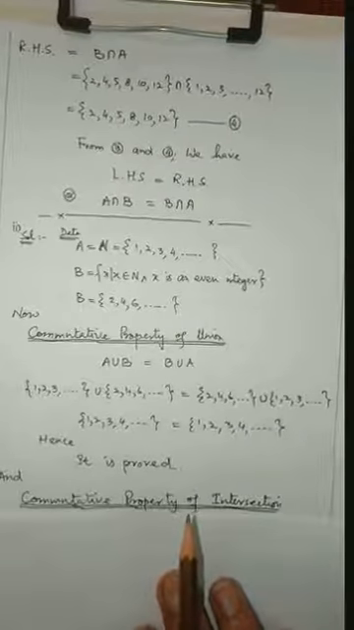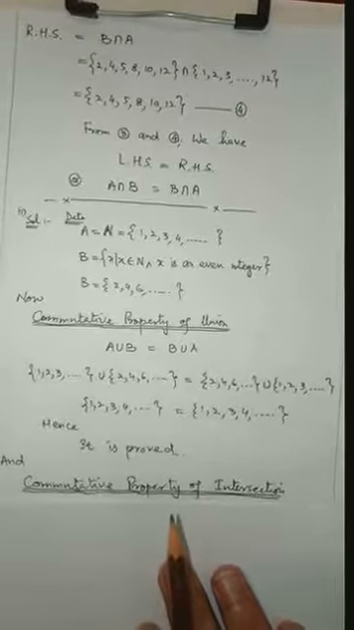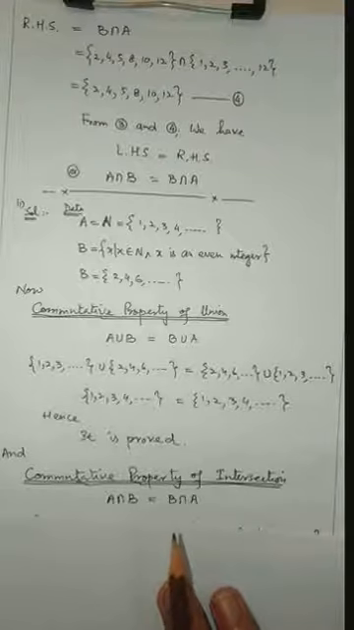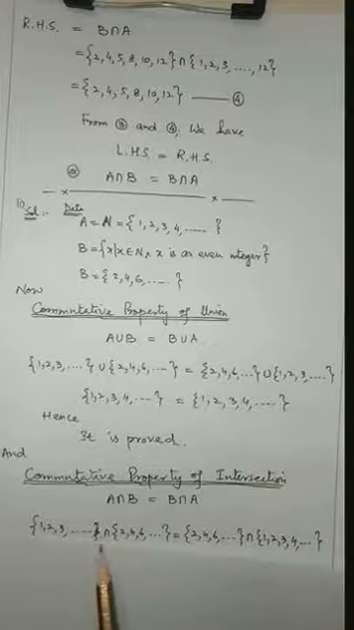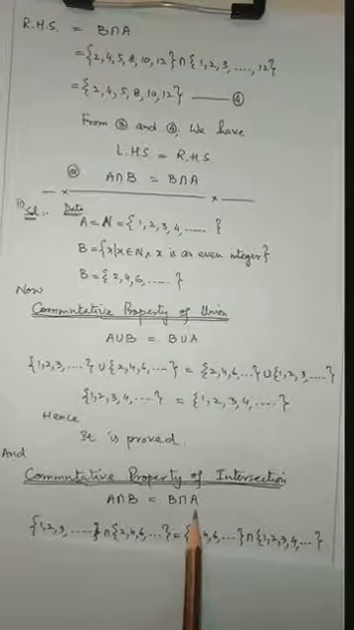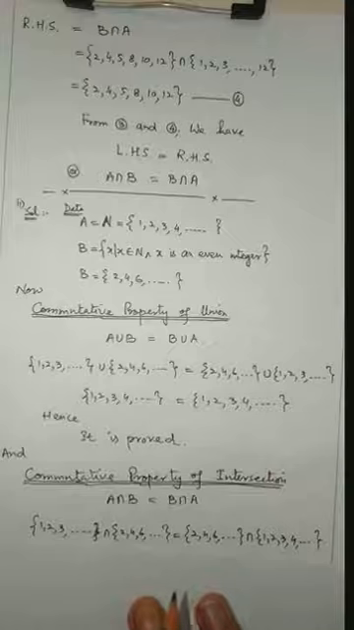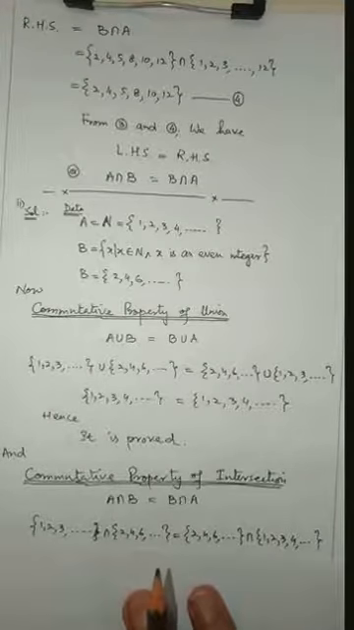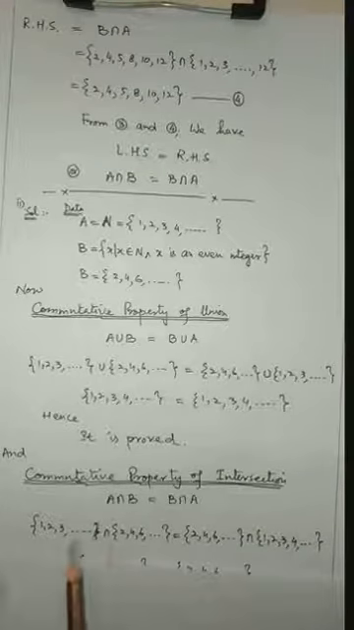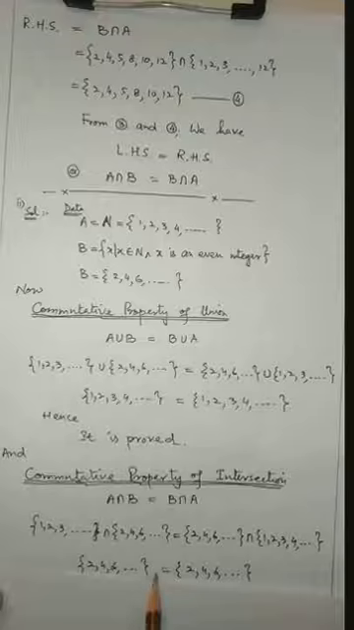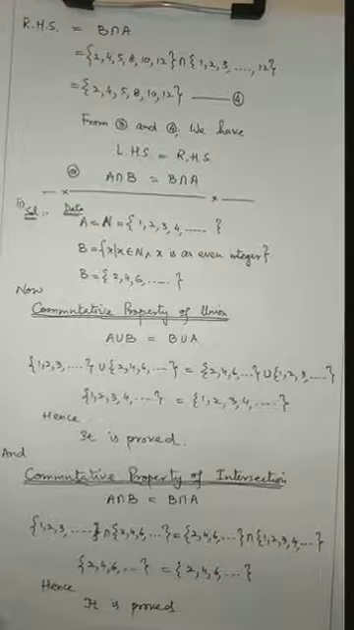And commutative property of intersection, A intersection B is equal to B intersection A. Now putting the value of set A, then intersection, then set B, is equal to set B, and then intersection, as it is, and then set A. Now taking intersection, intersection means taking common elements between the sets. So the common elements between these two sets are 2, 4, 6 up to so on. As the left hand side and right hand side are equal, it is proved.